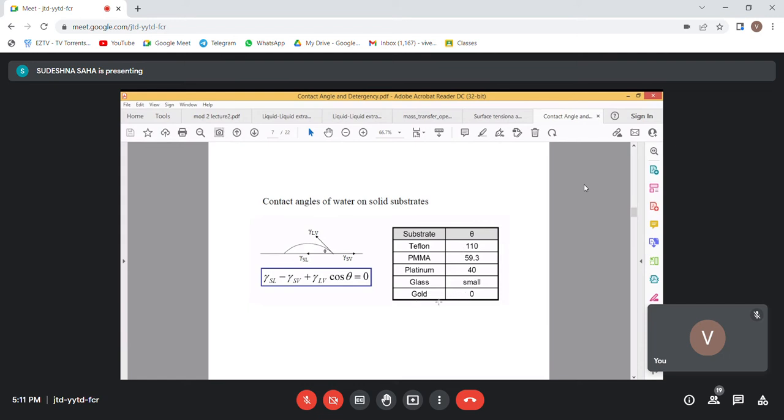That means on gold, complete spreading has been achieved. Glass also has almost complete spreading. Platinum is a partial wetting. PMMA, again, partial wetting. PMMA, platinum, glass, gold, all of them are basically hydrophilic in nature. But Teflon, on the other hand, because it's more than 90 degrees, is a hydrophobic surface. Okay.